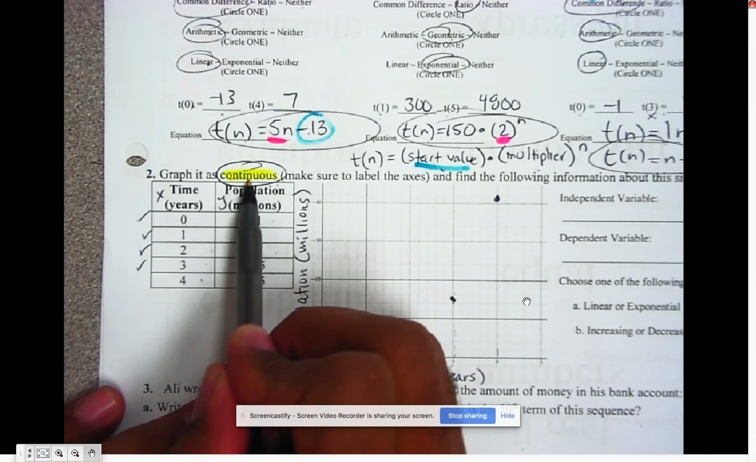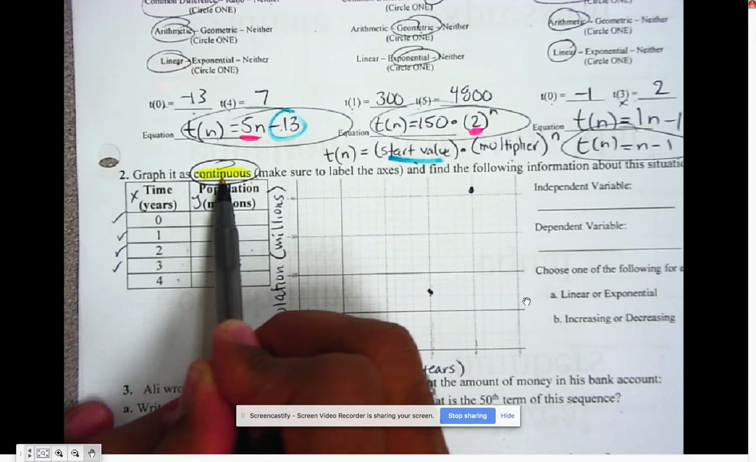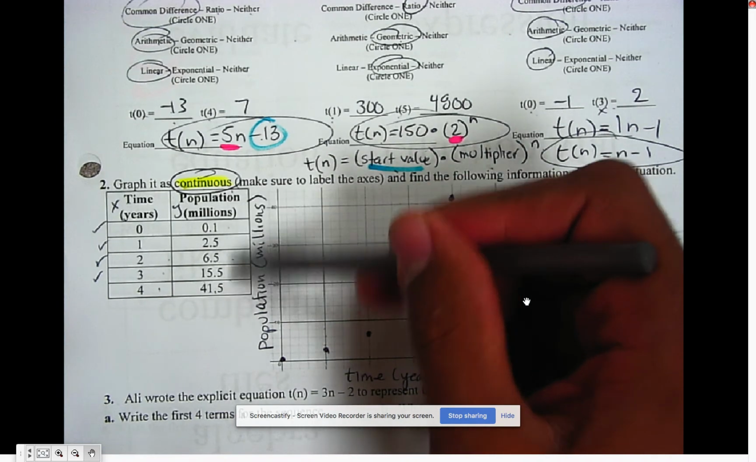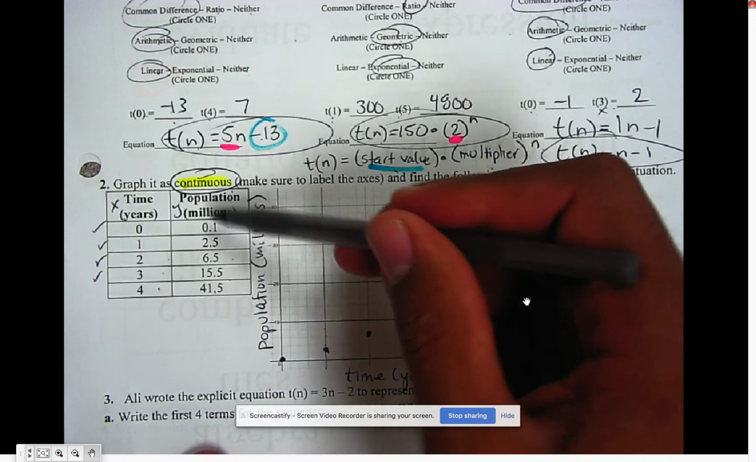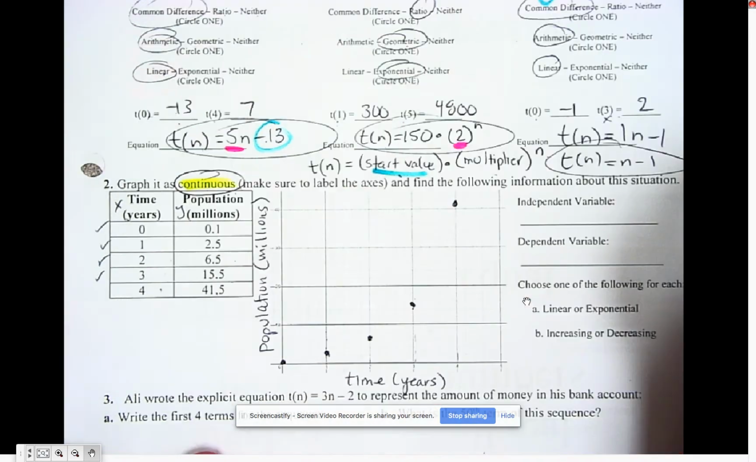Now remember, it said to graph it as continuous. So that just means we need to connect the dots. And in this case, we would connect the dots because this is a continuous problem, because in between each year, the population is continuing to grow.